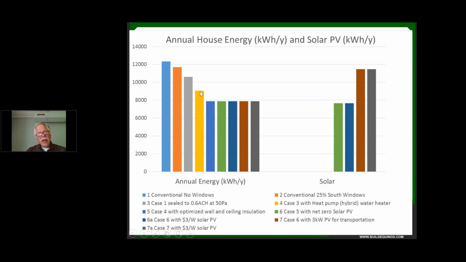When we go to the next case, case 4, in addition to sealing it up, we had a hybrid water heater, a heat pump water heater. This house had 3 people, each using about 1,000 or a little bit more kilowatt hours per year to heat their 18 gallons of hot water per person per day. We see another similar large jump from this original case.